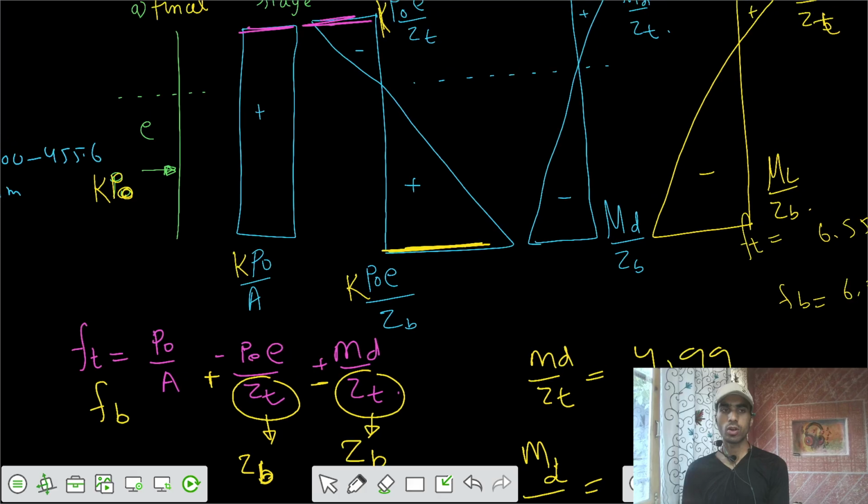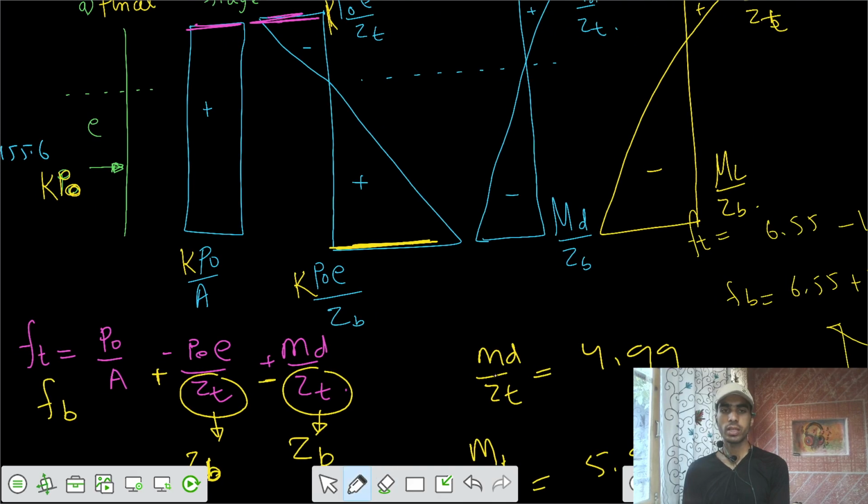For the top, now we can write the equation. We can have K times, in this case also K times, all the other stuff that is constant. And we have to add one more term at the top: M live by Z top, and for the second case we have to write M live by Z bottom when we calculate stresses for the bottom.